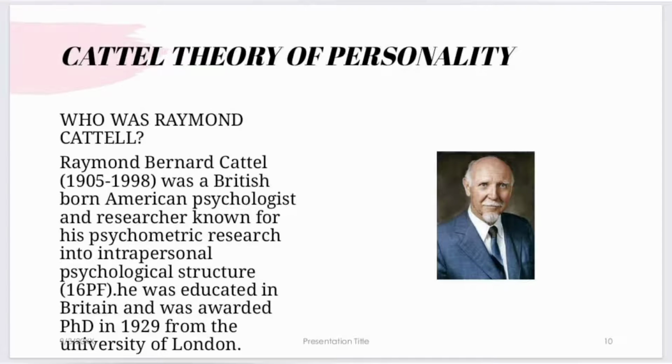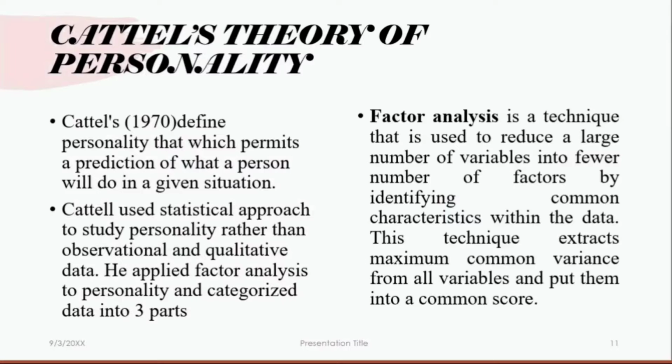Raymond Cattell made many contributions in the field of psychology, but he is most renowned for his theory of personality and the discovery of 16 underlying traits. Now, let us look into Cattell's theory of personality. Cattell, unlike his predecessors, used a statistical approach to study personality rather than using observational and qualitative data. He applied factor analysis to personality and categorized data into three parts. We will look further into the three data types, but first let us see what factor analysis is.